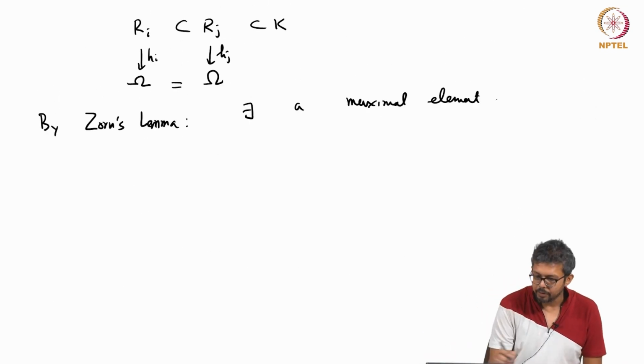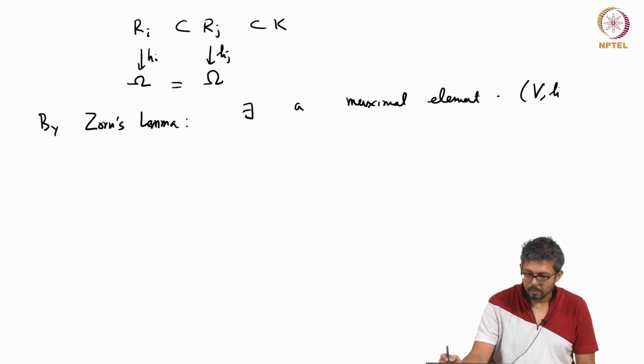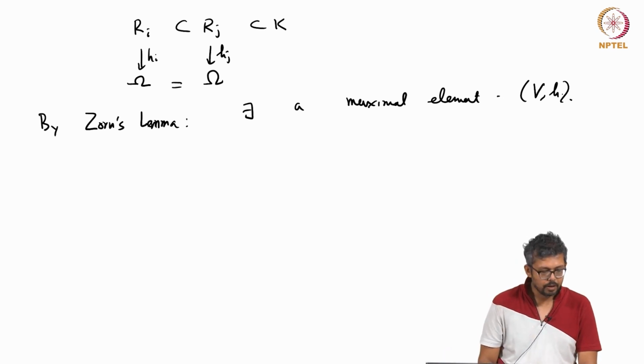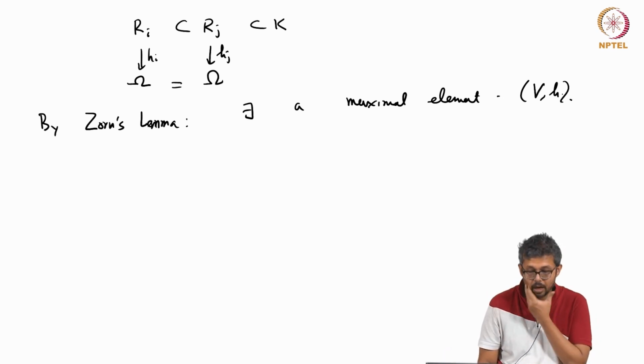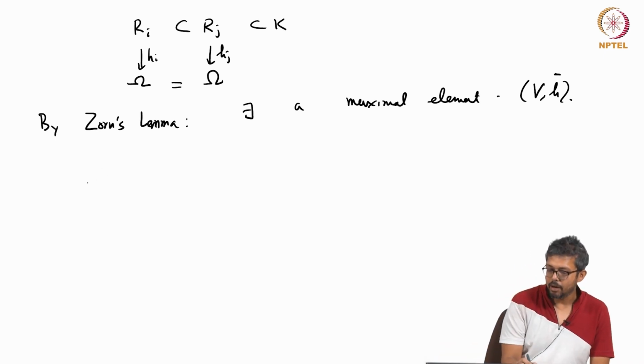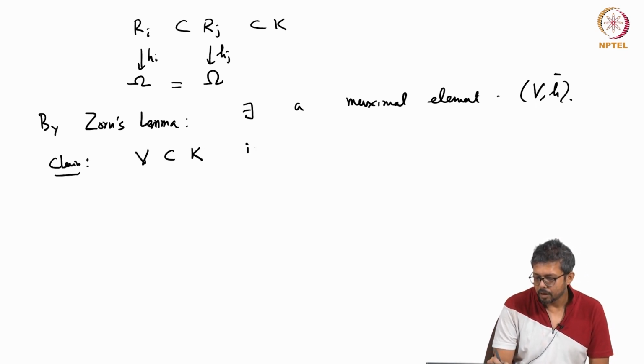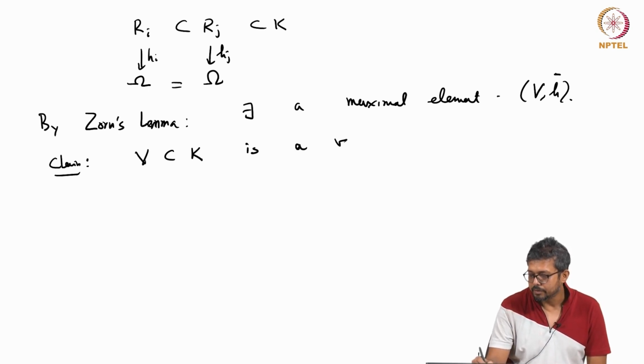So, call it V comma H. Okay. So, now what I want to show is that this V, so let us call it V comma H bar. I claim that this V is a valuation ring. Of course, it is a subring of K, is a valuation ring.